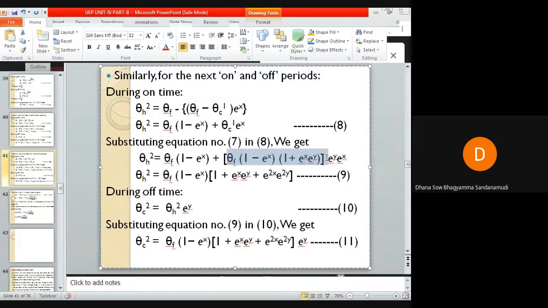Theta F into (1 minus e power x) into (1 plus e power x e power y), where e power x e power y are the values, means that expression is with respect to theta C1. So theta H2 is equal to theta F into (1 minus e power x) plus theta F into (1 minus e power x) into (1 plus e power x e power y) into e power x.